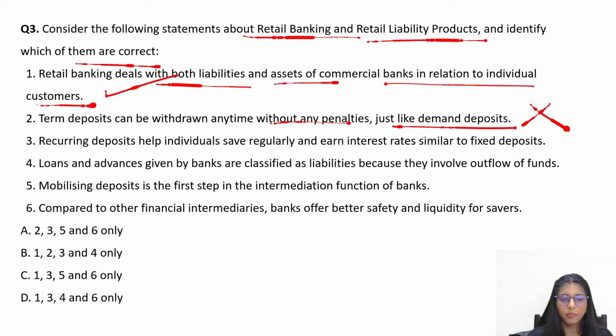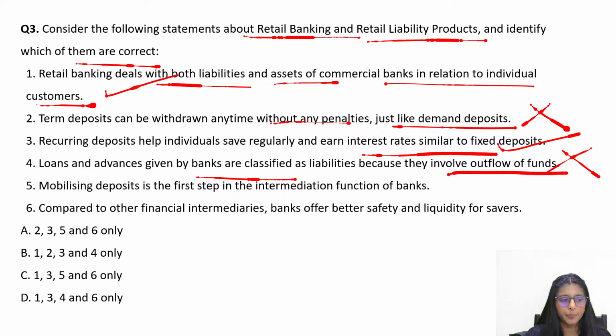Term deposits are not payable on demand. Early withdrawal may include penalties. So they are not just like demand deposits. So it's incorrect. Recurring deposits help individuals save regularly and earn interest rates similar to fixed deposits. Yes, correct. Loan advances given by banks are classified as liability because they involve outflow of funds. No. Loans are assets for the bank as they generate income for the bank through the interest amount.